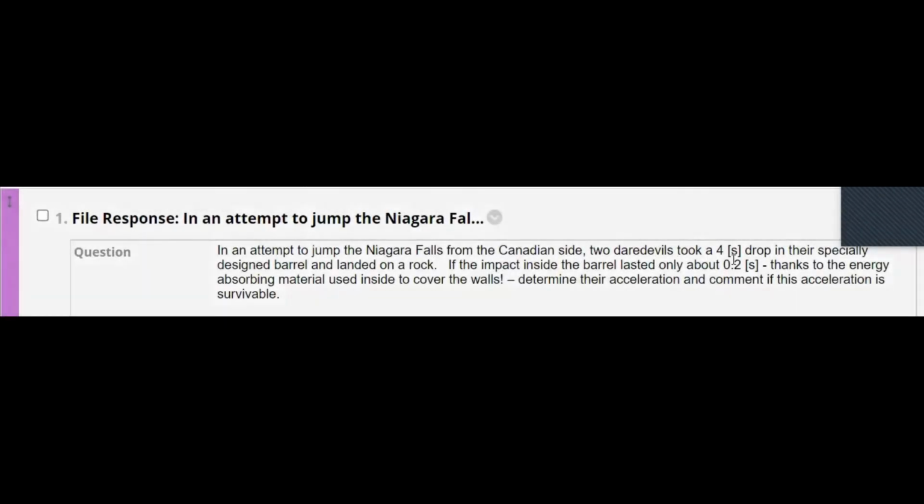So what do we have? This is a 4-second drop, and because they have energy absorbing materials inside the barrel, the estimated impact time was about 0.2 seconds. Determine their acceleration and comment on whether this acceleration is survivable. Once again, the problem is worded in such a way that unless you have a really good understanding of what's going on, it's very easy to get confused.